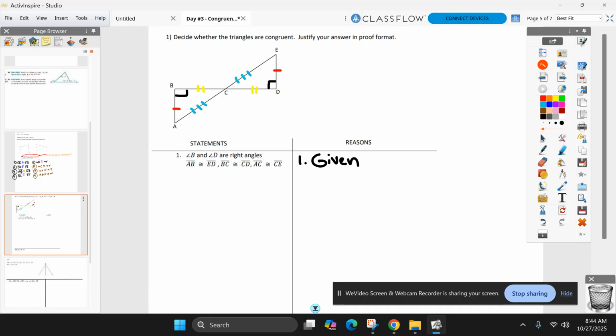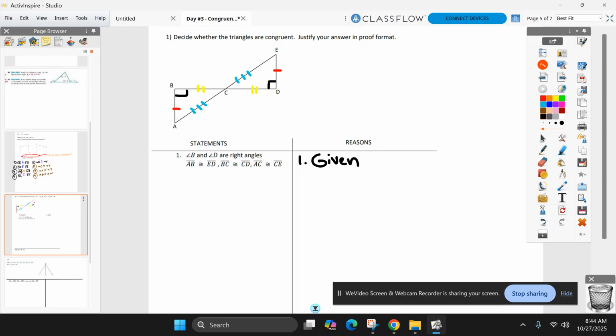All right, it's asking us to prove that these two triangles are congruent. First let me talk about what's needed. What is needed for things to be congruent? Here's my answer. All the sides that match up need to be congruent, and all the angles that match up need to be congruent before we could say the triangles as a whole are congruent. So we need a lot of information.